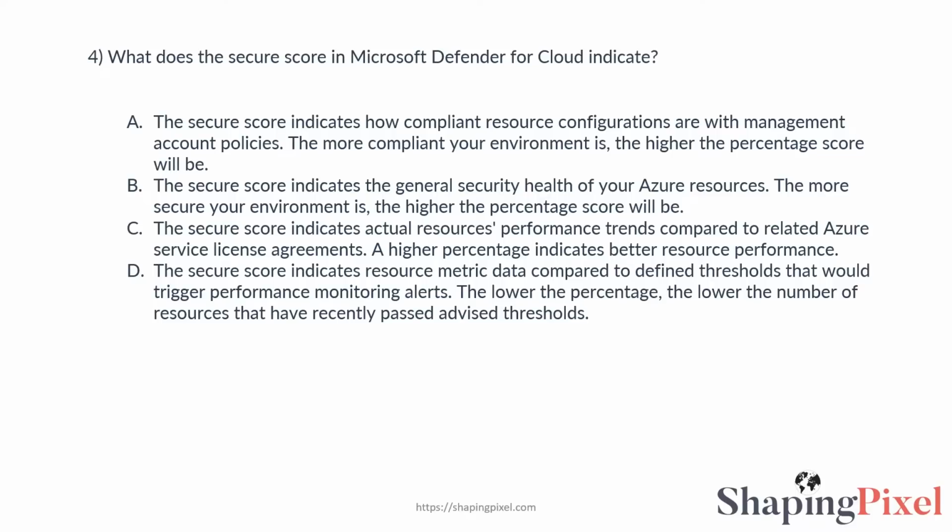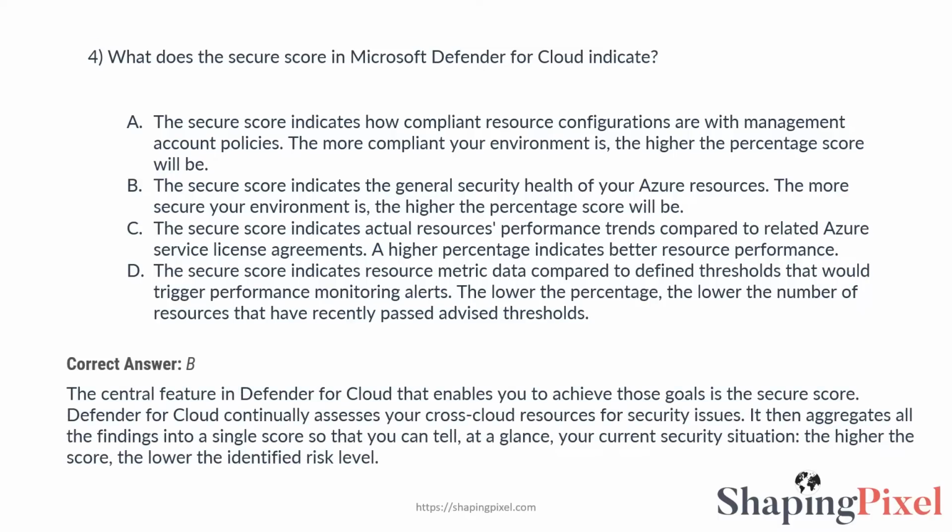Option C, the secure score indicates actual resource performance trends compared to related Azure service level agreements. A higher percentage indicates better resource performance. Option D, the secure score indicates resource metric data compared to defined thresholds that would trigger performance monitoring alerts. The lower the percentage, the lower the number of resources that have recently passed advised thresholds. So the right option is option B.